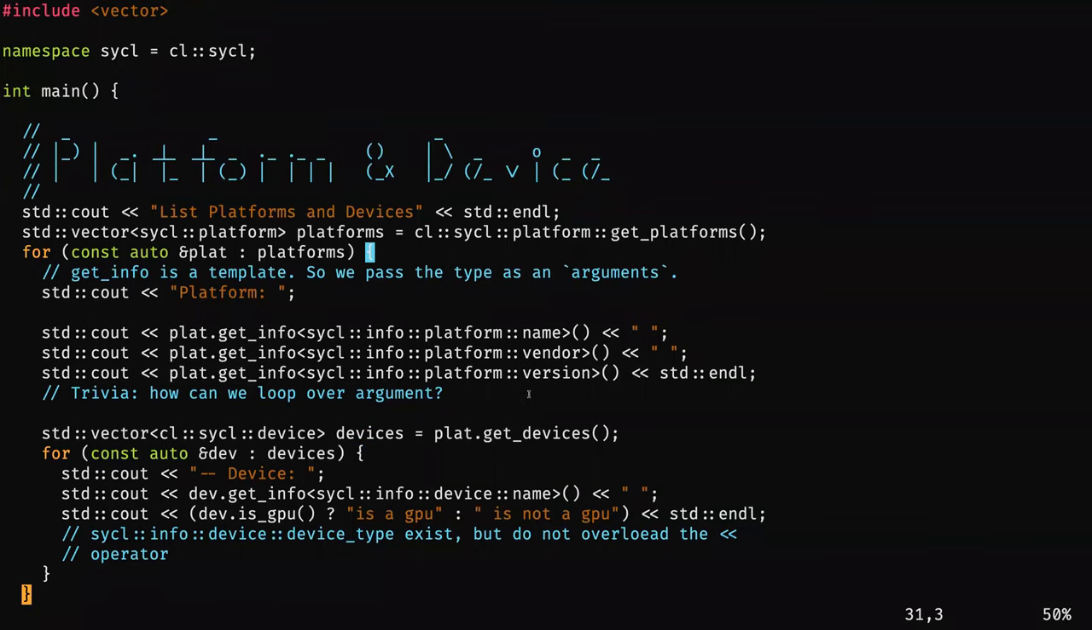So I have this list of platforms, and then for each platform, I get the list of devices, and same thing for each device. I just loop and get some information. Here I just get the name, and I check if it is a GPU or not a GPU. So really simple, and you see it's not really terse, 30 lines of code. So it feels really like C++.